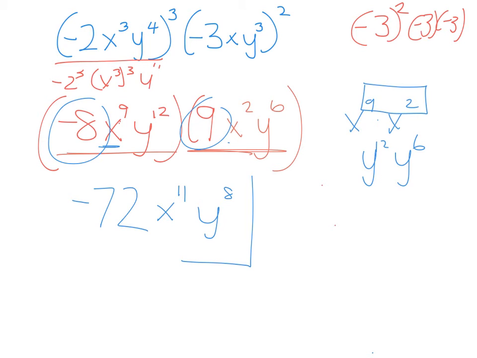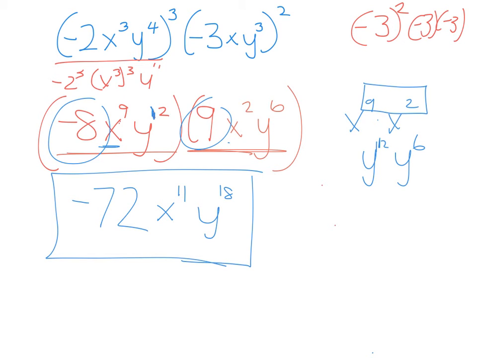Did I leave something out? Oh, I'm sorry, I did. This was a 12. It was y to the 12th times y to the 6th. That's y to the 18th. I missed that one right there. So that's the right answer.